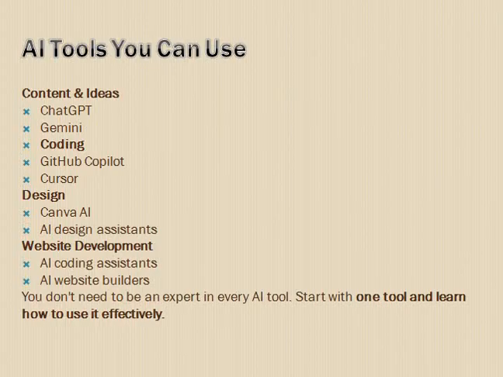AI tools you can use. There are many AI tools that can help us build a portfolio. For content generation and brainstorming, we can use tools such as ChatGPT and Gemini. For coding assistance, tools such as GitHub Copilot and Cursor can help generate and explain code. For visual design, AI features in design tools such as Canva can help us create professional graphics and layouts.